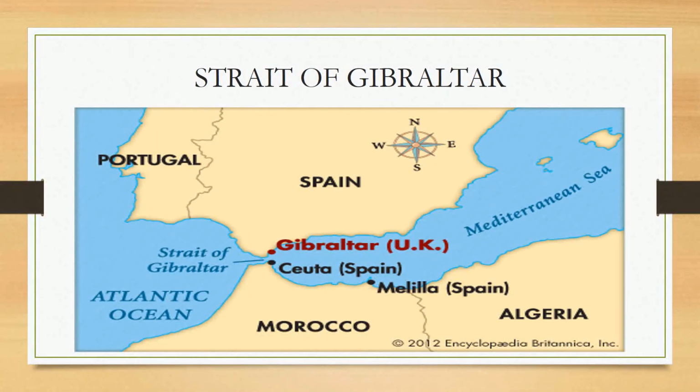Dear students, this is a map of Strait of Gibraltar which separates the continent of Europe from Africa. The countries which it separates are Spain in Europe and Morocco in Africa. You can see in the map that Strait of Gibraltar is shown. It joins the water bodies of Atlantic Ocean with Mediterranean Sea.